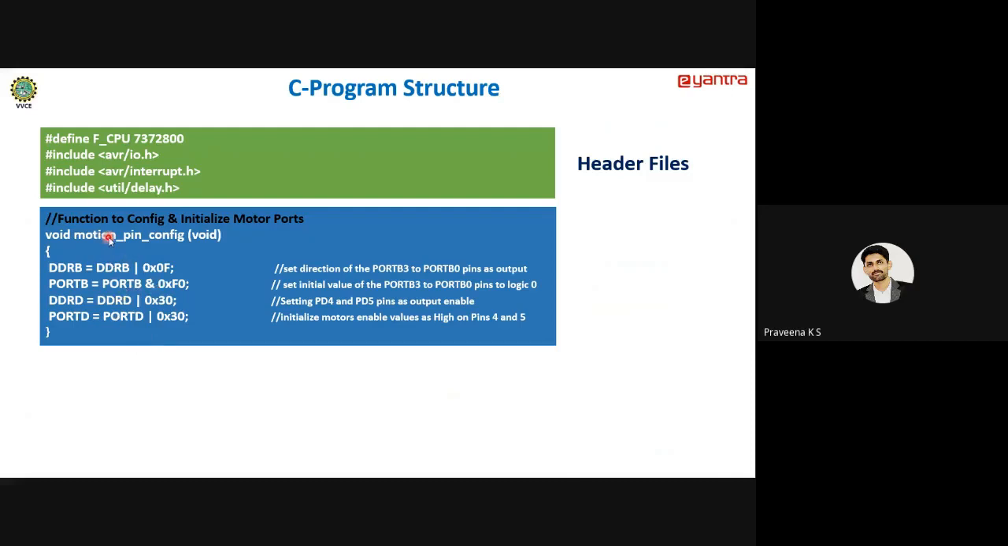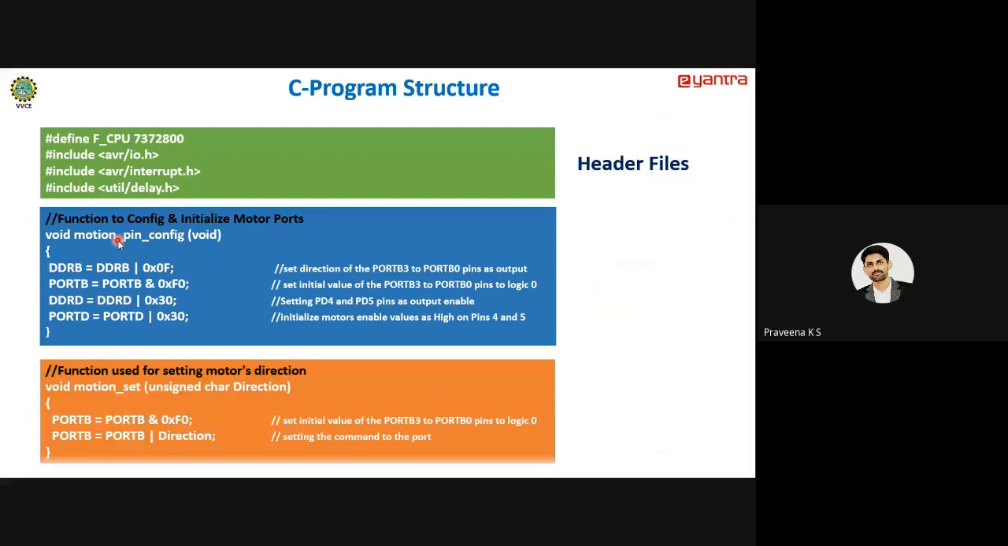So I've written here. In the main program, I can directly call this motion pin config function so that it will initially execute all this. Fine. So we have one more function used for setting motor direction. This is void motion set. It expects a value to be given, so it is defined as unsigned character direction. So direction is a variable. Whatever value you give inside this, it will store in the direction variable.